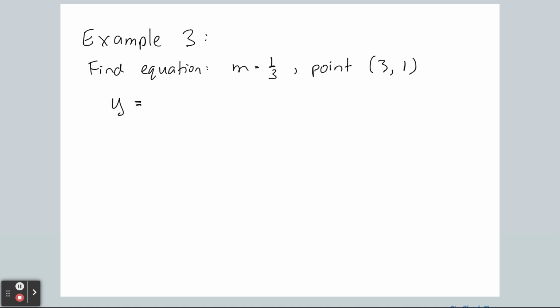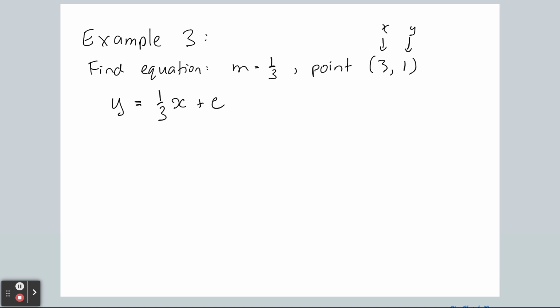I've been given m, so I can write a third in. So it's a third x plus c. So hopefully you can see that the thing that's missing is c to complete the equation. So I need to work out the value of c. So what you do is you find the other point that you're given, in this case 3, 1, and substitute it in for x and y so that you can work out what c is. So remember, 3 is the x coordinate, 1 is the y coordinate.